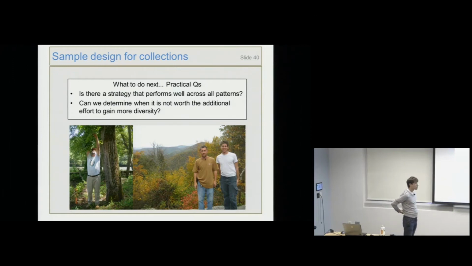Practically, a simple question that a person working at an agency might ask is: is there a general all-purpose strategy that can be applied across most situations? So can we reach one or a small number of generally successful sampling strategies? And then, at what point can we stop collecting seeds? At what point are we really not gaining much more diversity by collecting more and more seeds? Those are the practical questions.